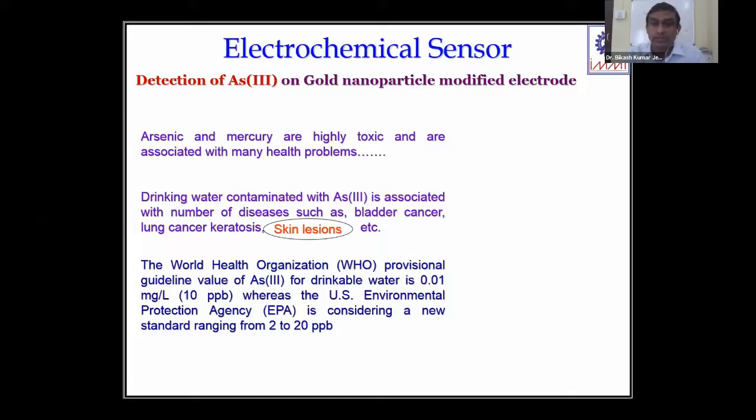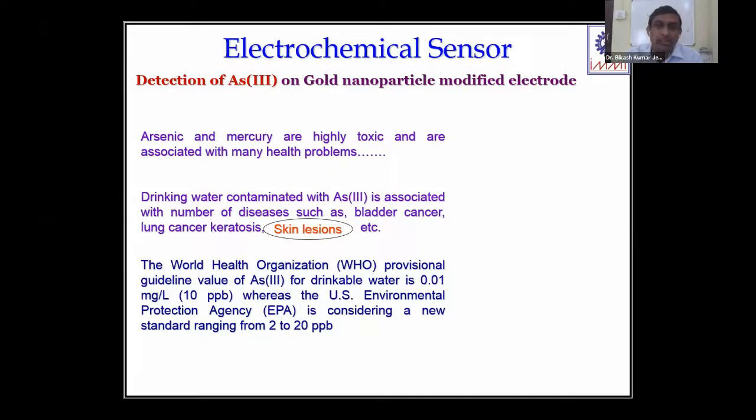First, we are going to discuss how you use this nanoparticle modified electrode for sensing of arsenic. Arsenic, mercury, lead, cadmium, and chromium are highly toxic elements. Some of these elements are there in our earth's crust. Some ores are there, so they contaminate our drinking water. But those elements are highly toxic in nature, so they create a lot of diseases.